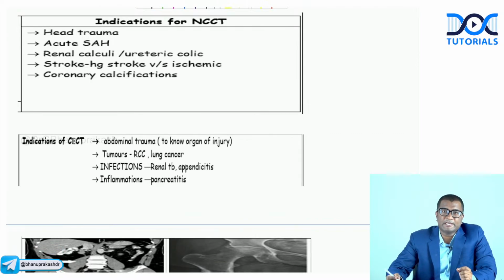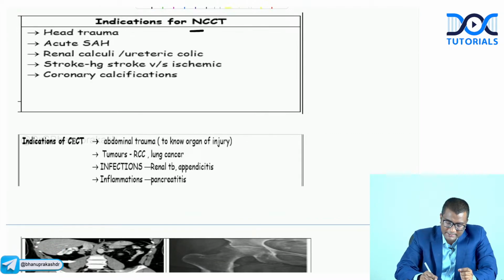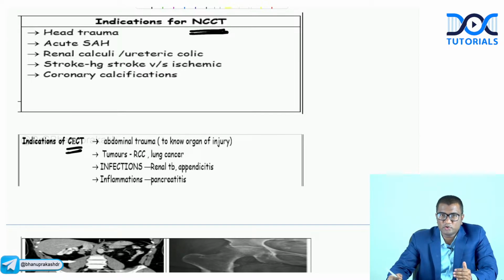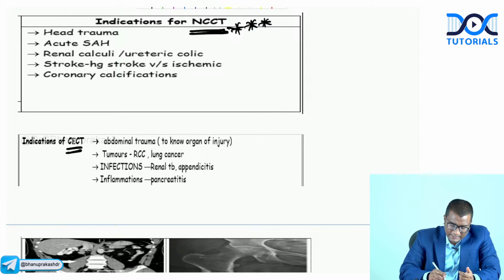Let us look at some indications where we use non-contrast CT and when we should use CECT. As I told you, when we're trying to look at anything white, there is no need to give contrast. If it is already calcification, why do you want to give contrast? It will already appear white. So for any case like calculi, ureteric stones, or any calcifications you want to see.